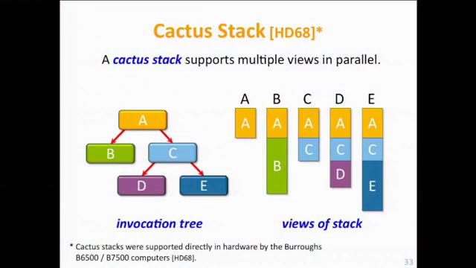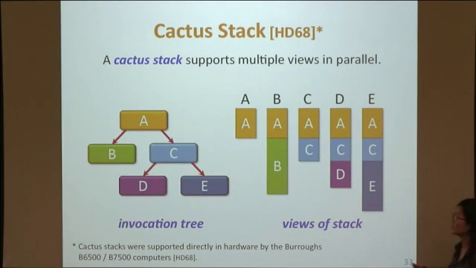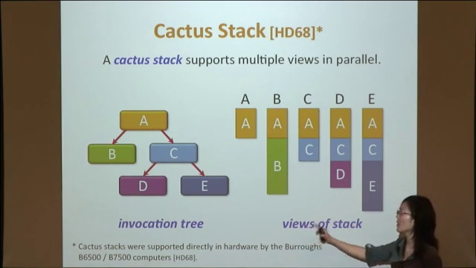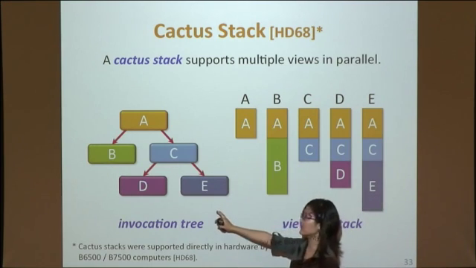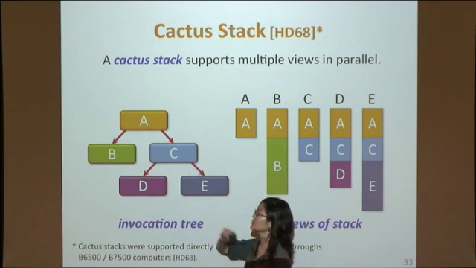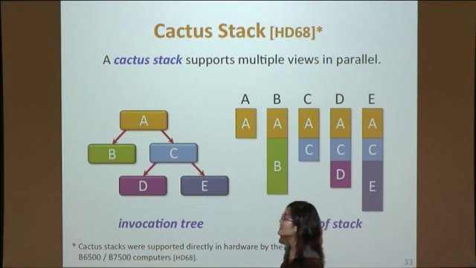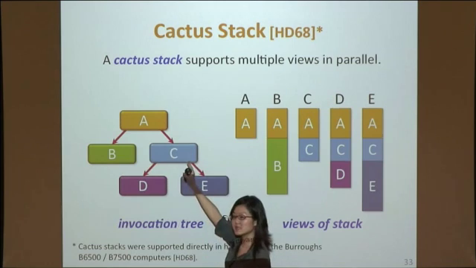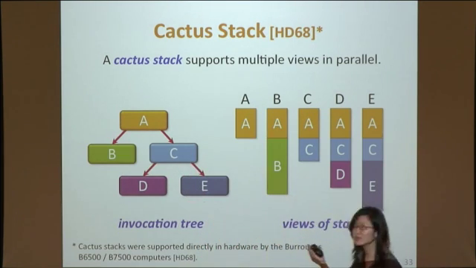So what's a cactus stack? A cactus stack is essentially just like a linear stack. It follows the same rule for pointers, except now it needs to support all the views of the stack for all the functions that can be active in parallel. In this case, I'm showing you the same invocation tree, except I'm using red arrows to indicate that these functions are spawned. I haven't defined spawn yet, but basically what it says is that B and C and their subcomputations can potentially execute concurrently in parallel.